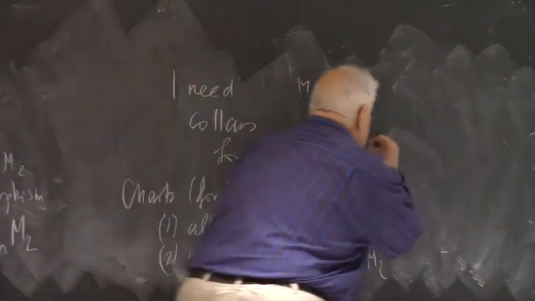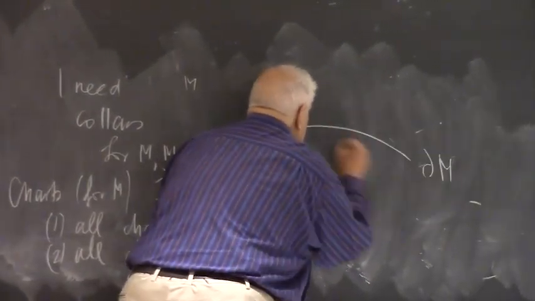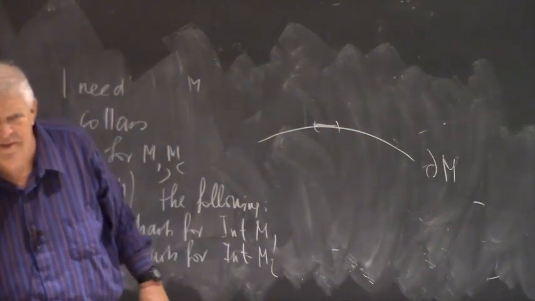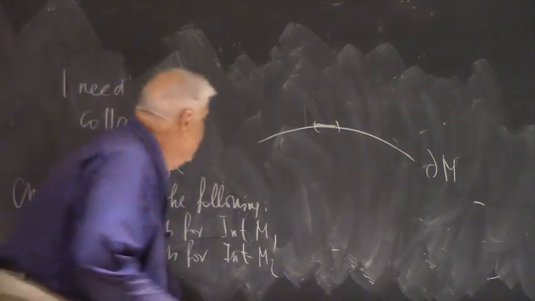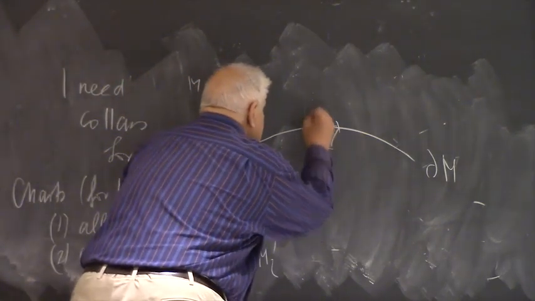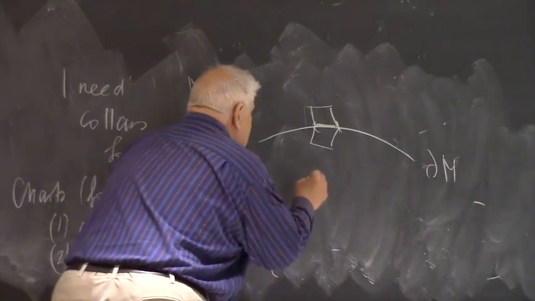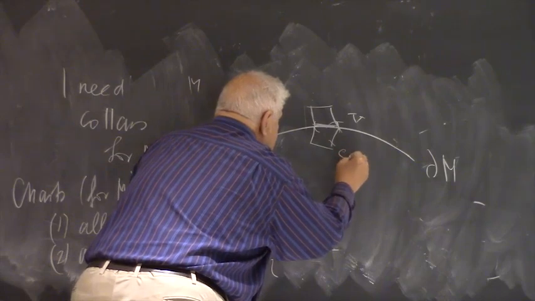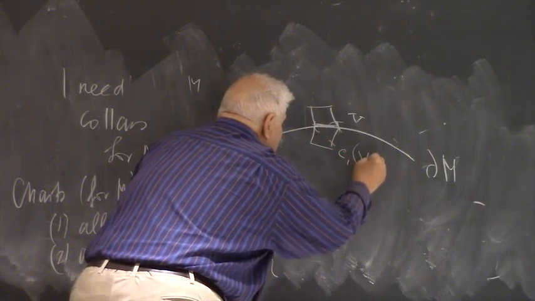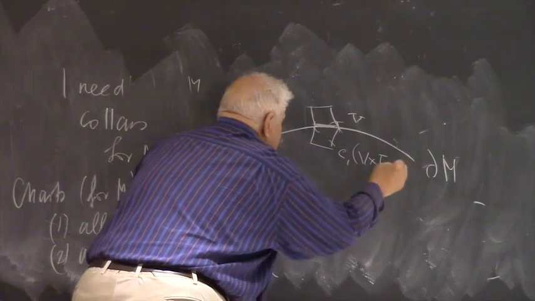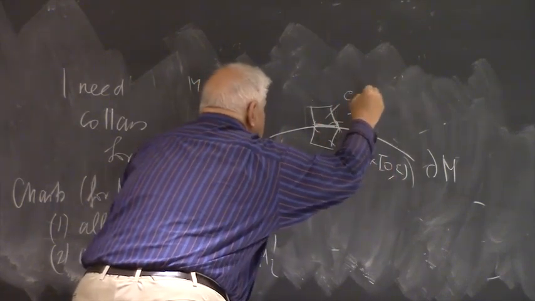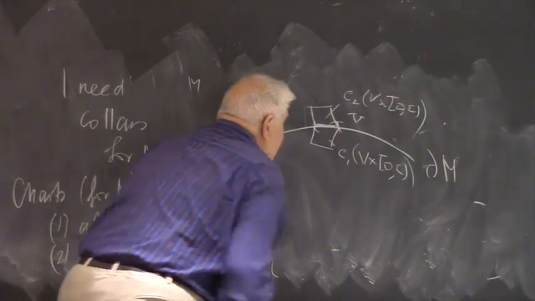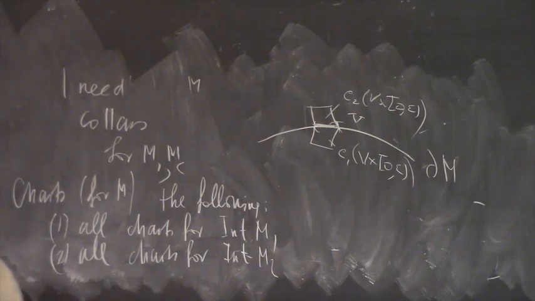if I take a chart for dM, a local coordinate system for dM, then I apply to this my two colors. So this is V, this is C1 of V times 0 epsilon, and this is C2 times V. Provided that C1 and C2 are colors for M1 and M2.